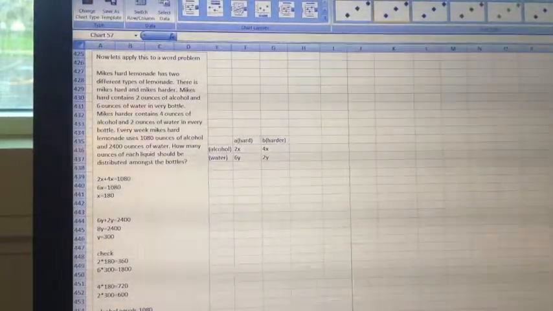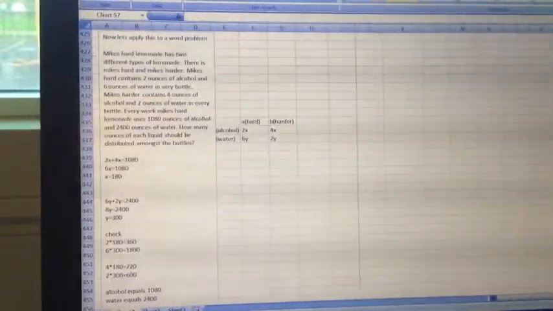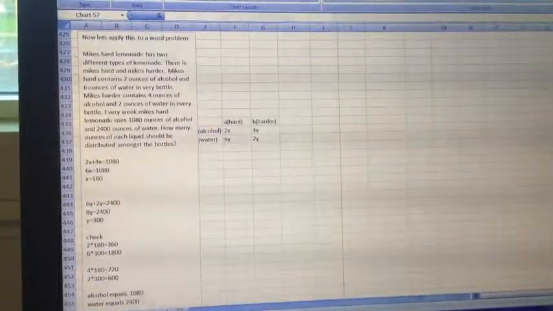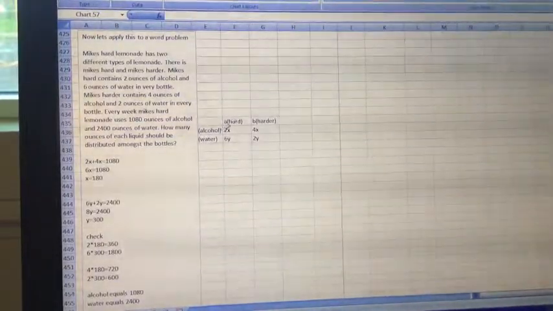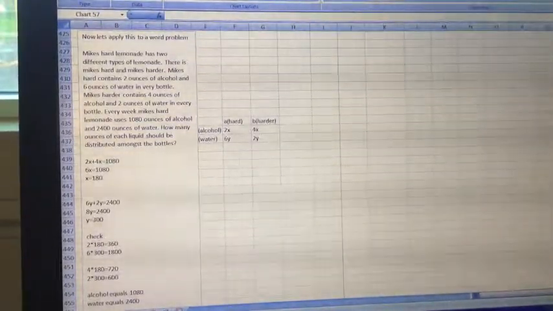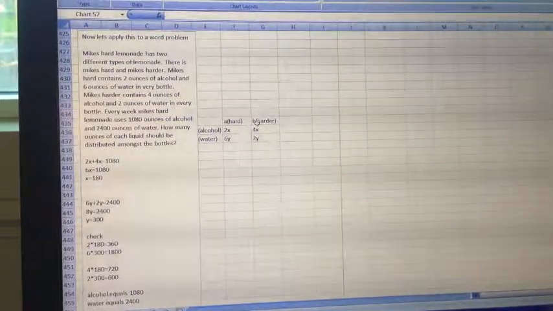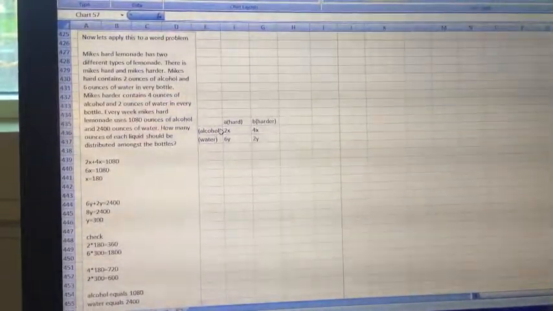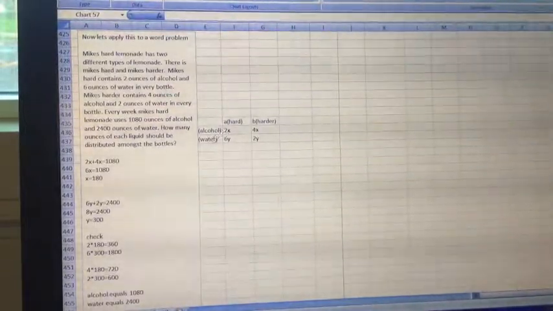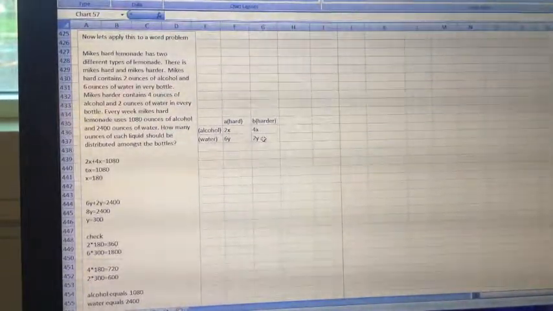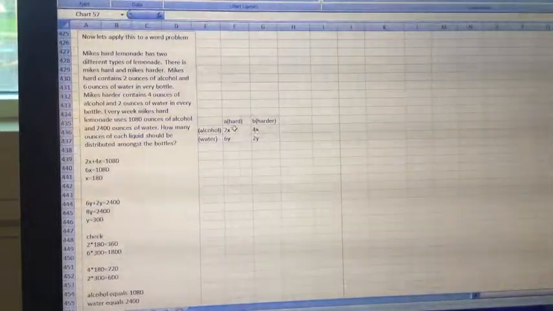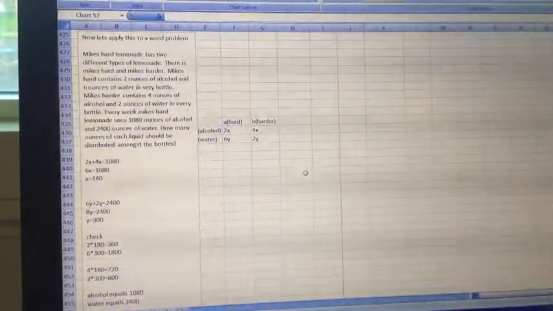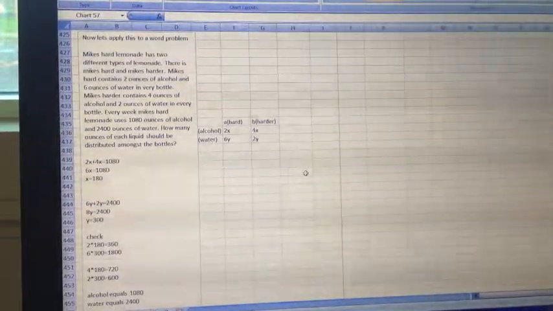Okay, so we're first going to make ourselves a little chart because we want to stay organized so that we know what we're saying. First we put in our Hard and our Harder. We could put those in with variables. Then we also put in our alcohol and our water. Our alcohol is our x value and our water is our y value. Now we're going to take our x and y values and put them into this equation.